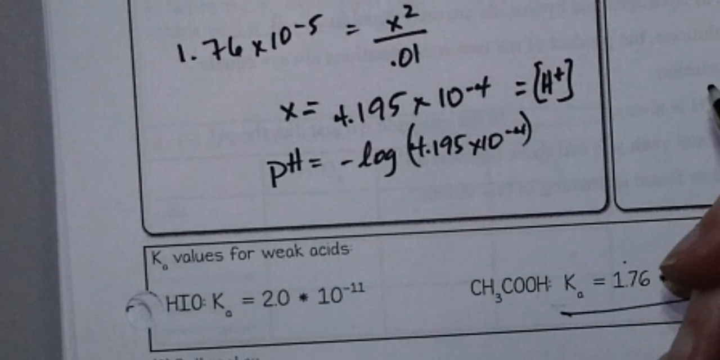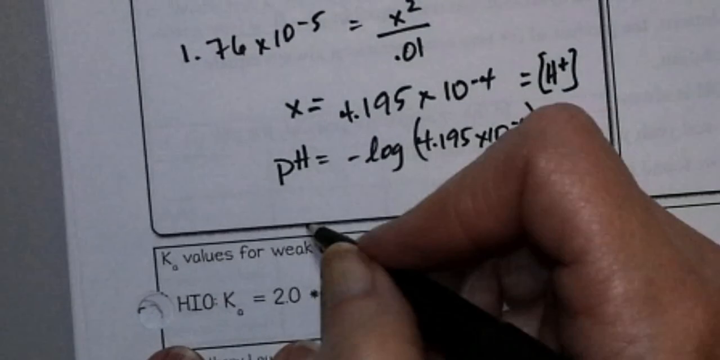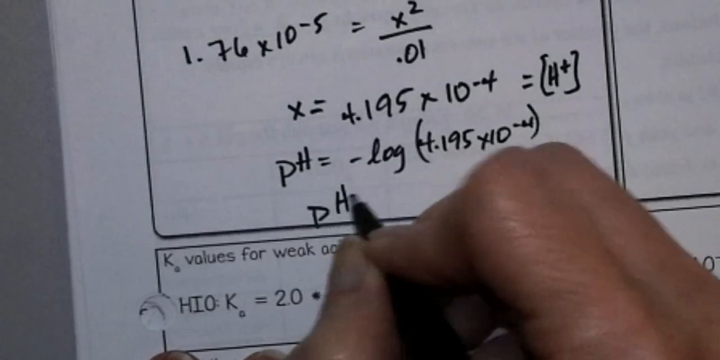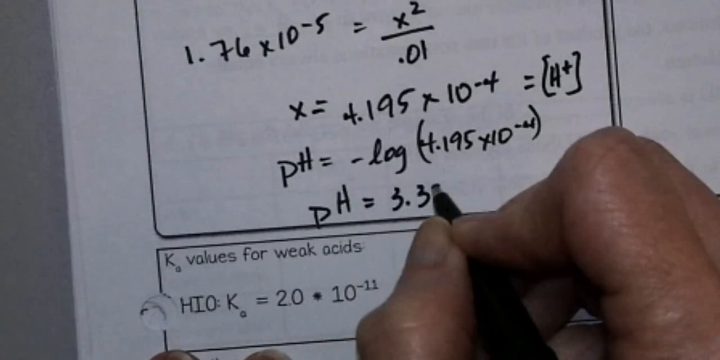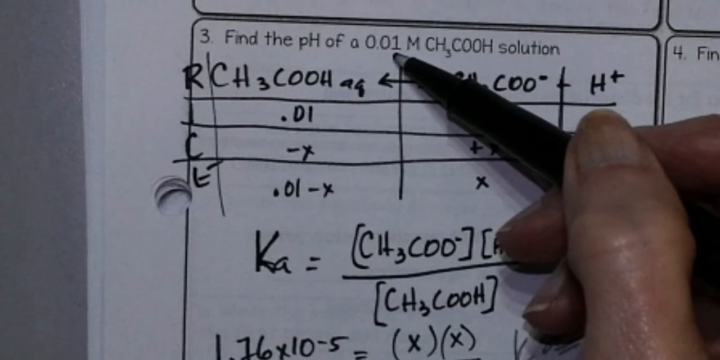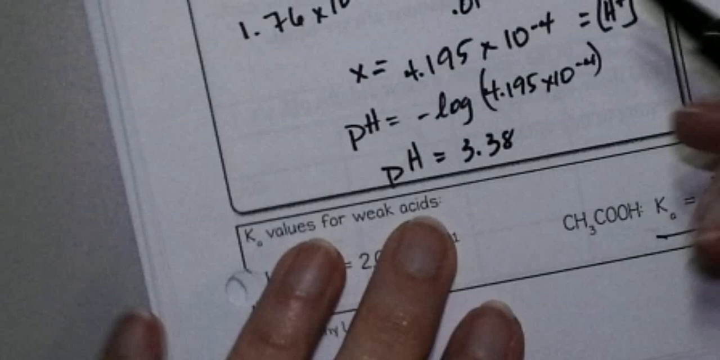And I got 3.38. How many sig figs should we have? Look up here at how many sig figs are up here. One. I hate that. So our pH is 3. We don't use this number because this number just came off a chart. So our pH would be 3. That's what you could put on there.